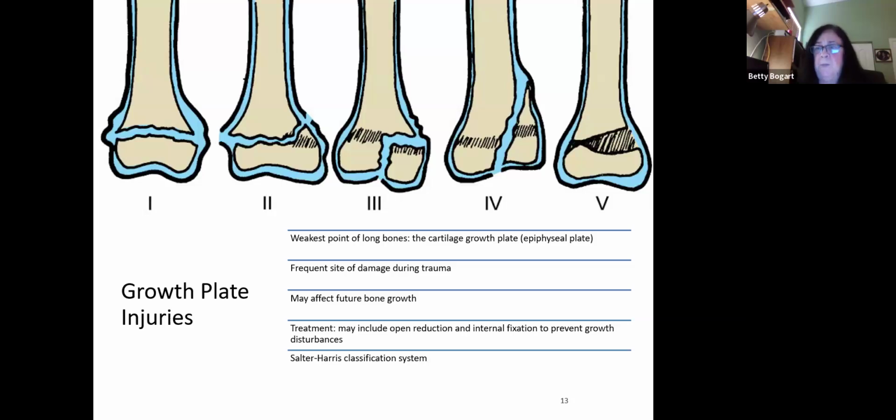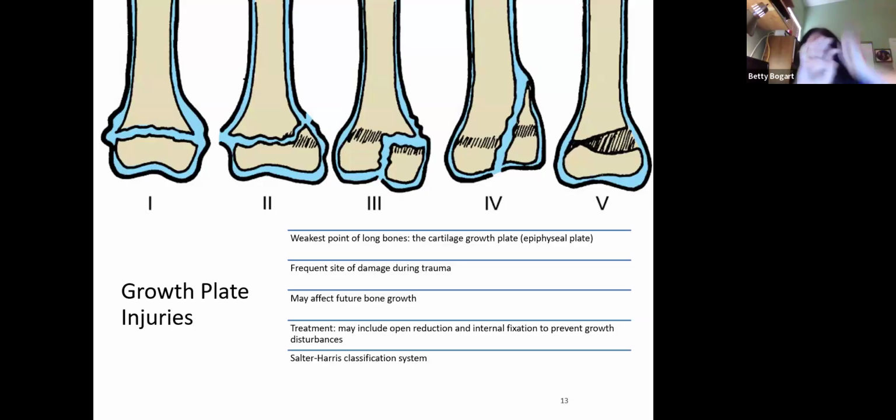Now, the big, big problem with children getting a broken bone is that they're still growing. And we still want the fingers, the legs, the arms, we want them all growing at the same rate on both sides, so we don't have a short leg, a short finger, a short toe, anything. So growth plate injuries are our big deal. And we can see it there at the end of the bone. I think the biggest growth plate injury I see is the elbow.